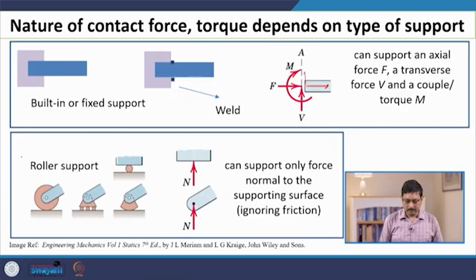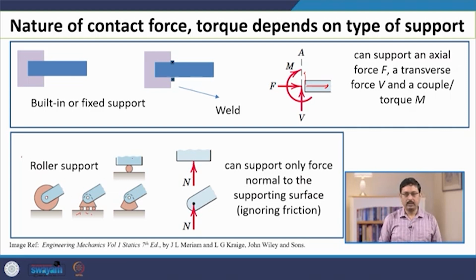And then let me mention another type of support which is called the roller support. In this particular case, the support point, the pivot point, is put on a roller, and we assume that there is no friction between the roller and the surface on which it rolls, and it can move in the horizontal direction.